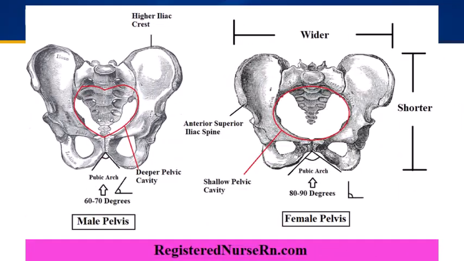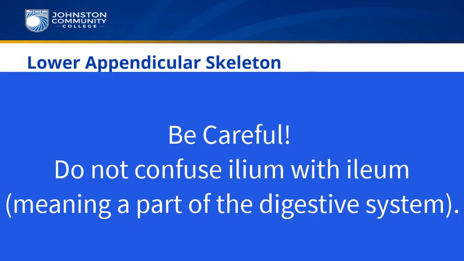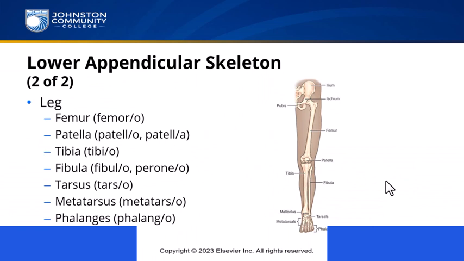Note that the pelvis is instrumental in determining the sex of the skeleton. An angle of the bones at the pubis greater than 90 degrees usually indicates a female. But be careful. Don't confuse the ilium, I-L-I-U-M, with the ileum, I-L-E-U-M, meaning part of the digestive system. A good way to remember which is which is the ileum with the E has something to do with eating. The ilium with the I, that's part of the pelvis.